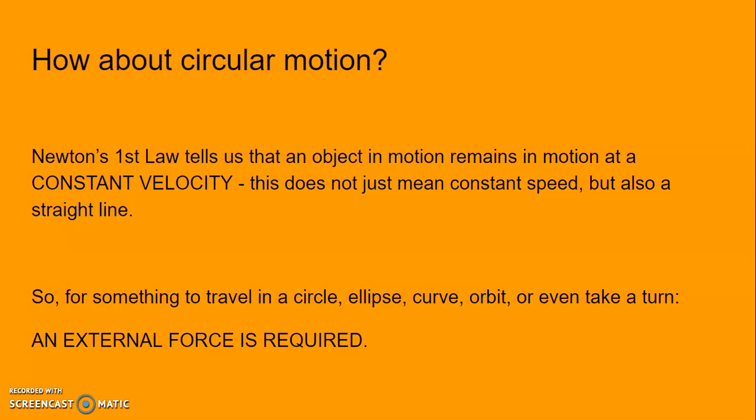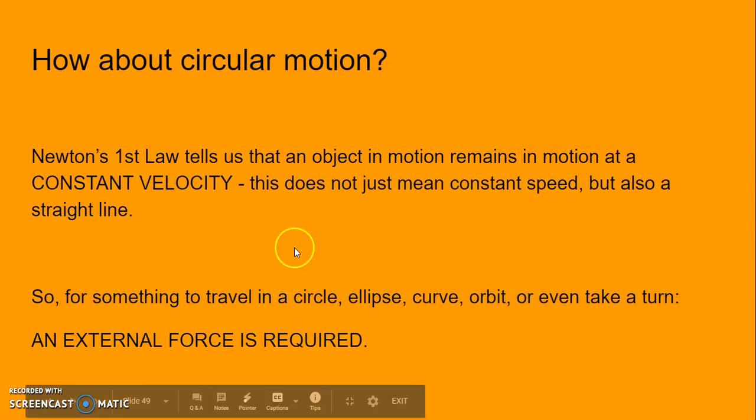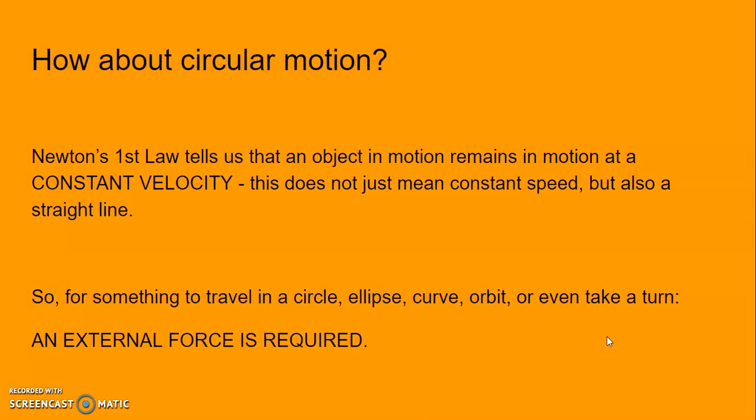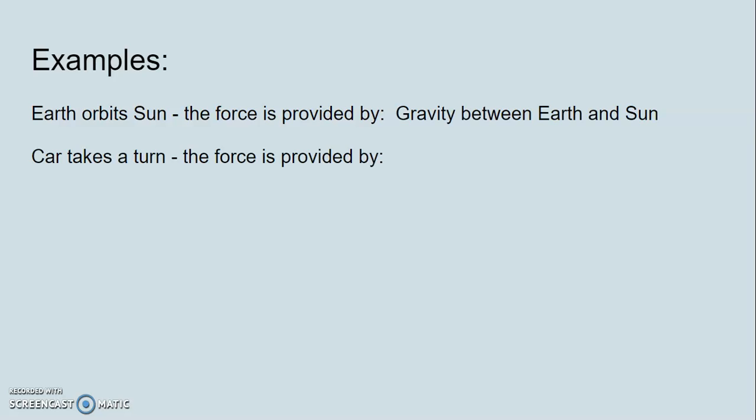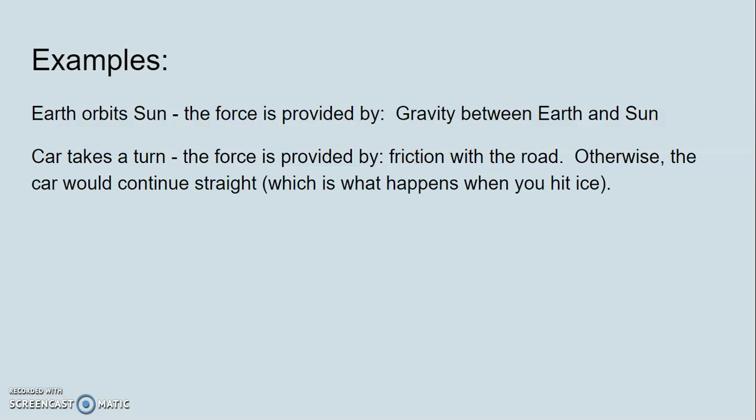For something to travel in any kind of curved path, whether it's a circle or an ellipse, a curve, or even to take a turn, you have to have an external force. There must be an external force present. So, examples. The Earth orbits the sun thanks to the force provided by gravitation, the gravity between the Earth and the sun. A car can take a turn because there's force provided by friction with the road. Otherwise, if you think about it, the car would continue straight. That's what happens after all if you hit a patch of ice, and it's terrifying, right?